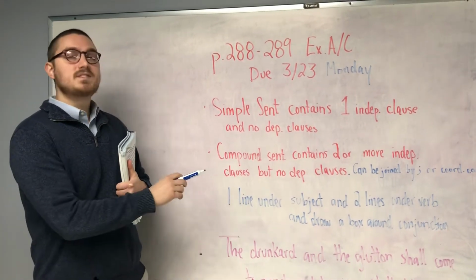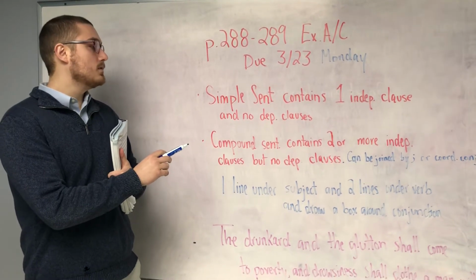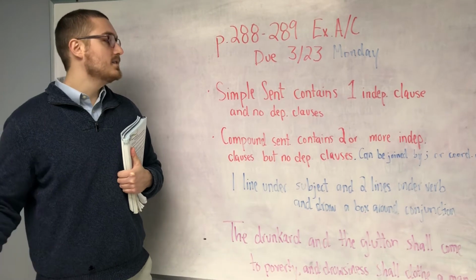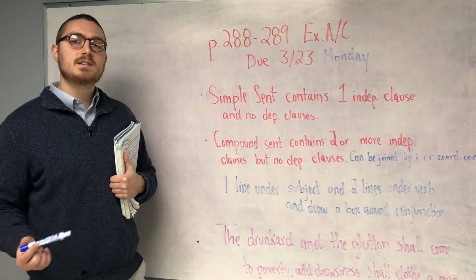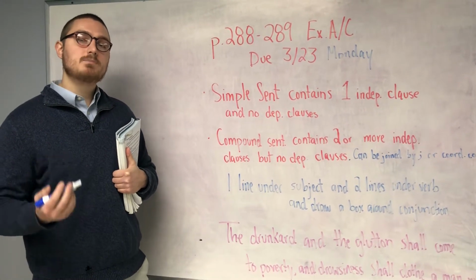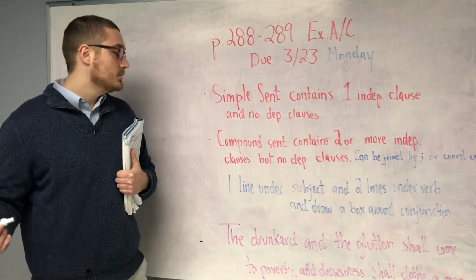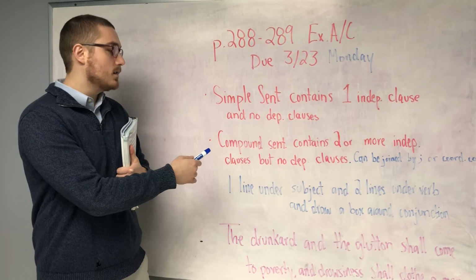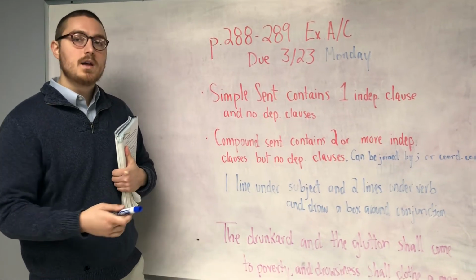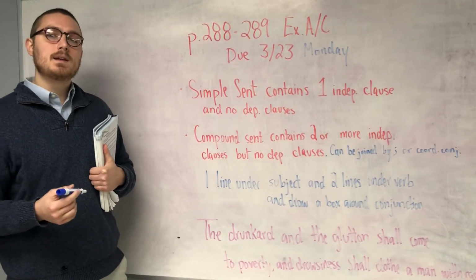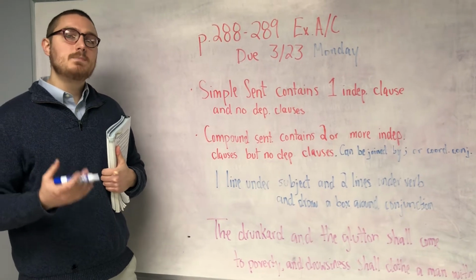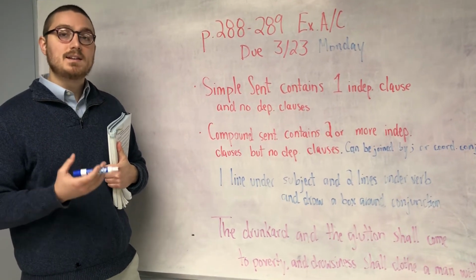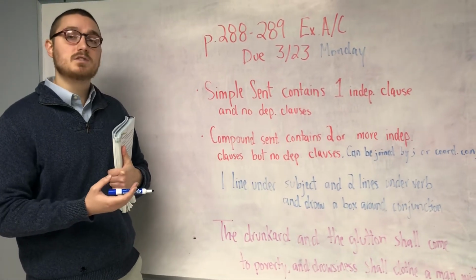Now remember, simple sentences contain one independent clause and no dependent clause. I went to the store. Very simple sentence. An independent clause is anything that contains both a subject and verb and nothing else. Okay? And then a compound sentence contains two or more independent clauses but no dependent clauses. Now remember, the difference between an independent and a dependent clause is that an independent clause, while it doesn't always stand by itself as a sentence, it can. A dependent clause can never stand alone as a sentence.